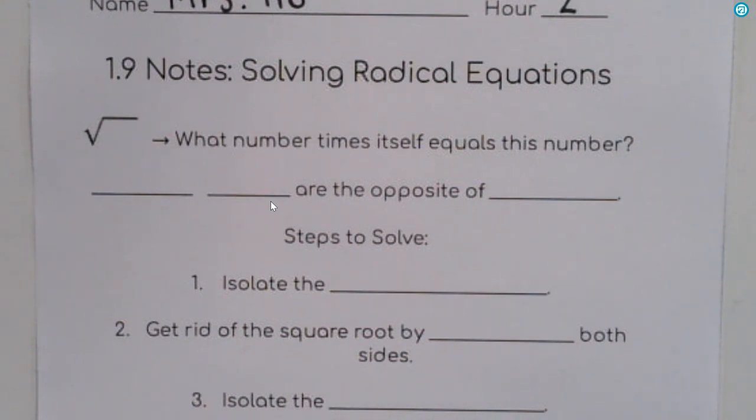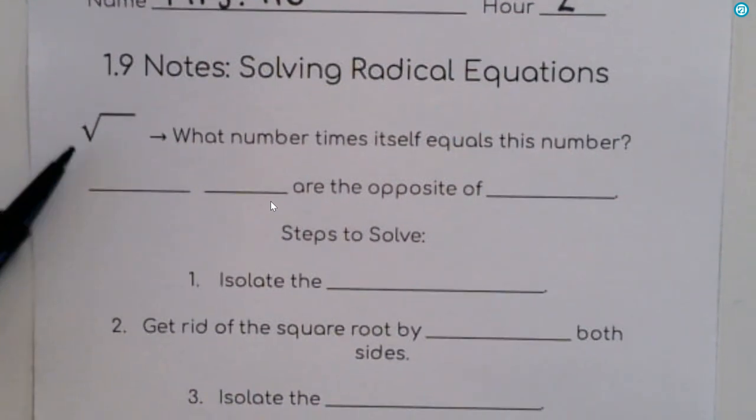Okay, radical equations. The radical is a square root. So I had some people say it's long division. It's not long division. Long division doesn't have the little hook on the end of it. This is a square root sign. Square roots are asking you what number times itself equals this number. So for example, the square root of 25 is 5 because 5 times 5 is 25. The square root of 100 is 10 because 10 times 10 is 100. So that's what we're dealing with today, square roots.